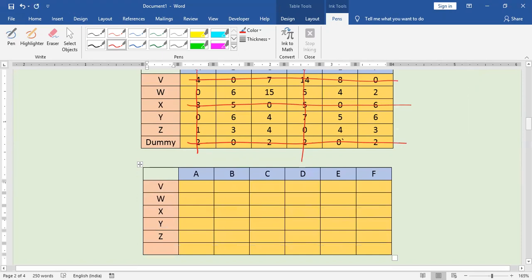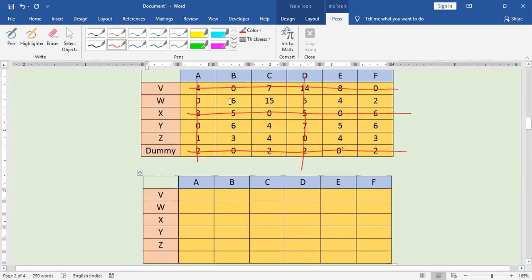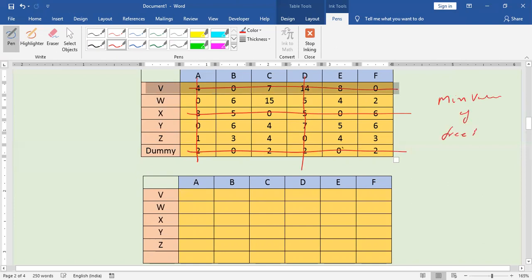So according to these free numbers, you can easily understand, numbers which are not covered by a line are known as free numbers. And the minimum value is 2. If the minimum value of the free numbers is 2, what we will do? 4 plus 2 is what?